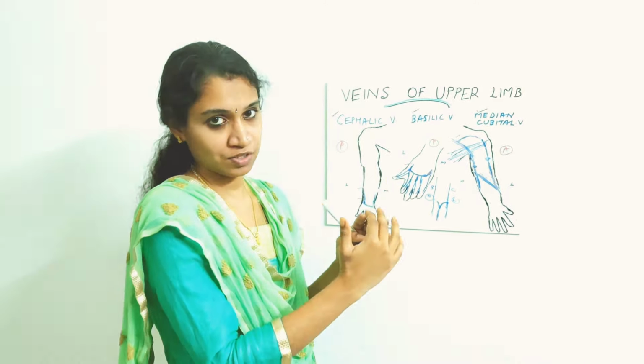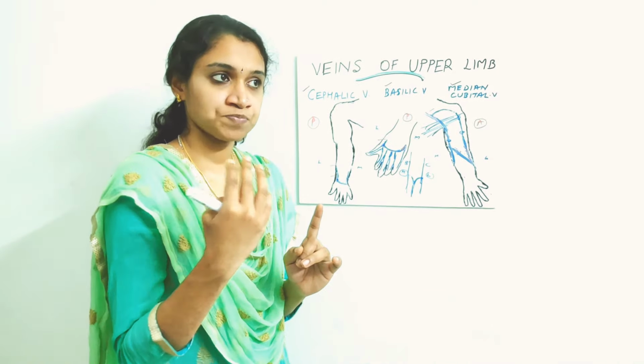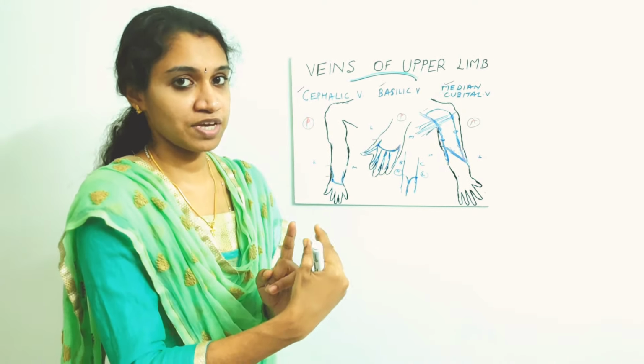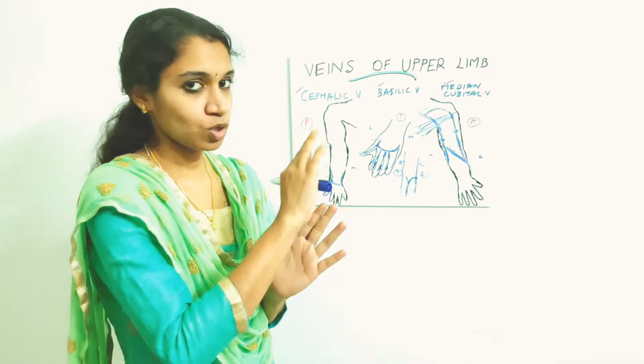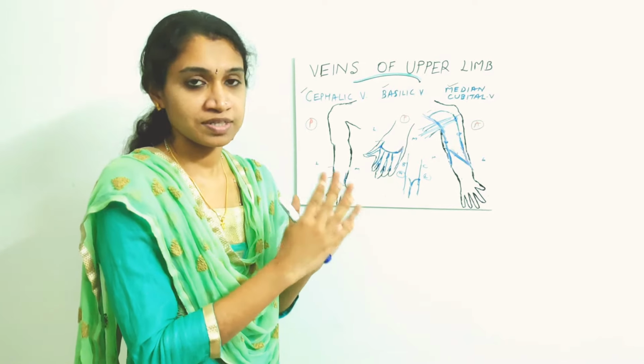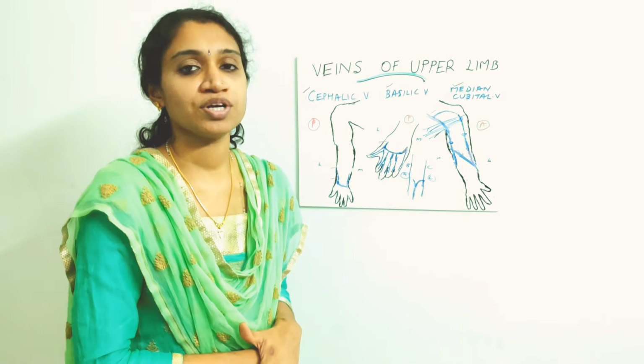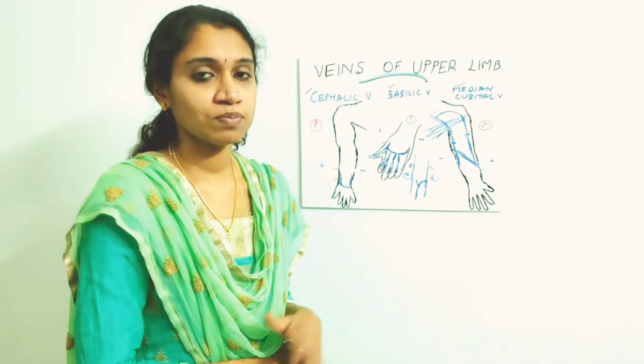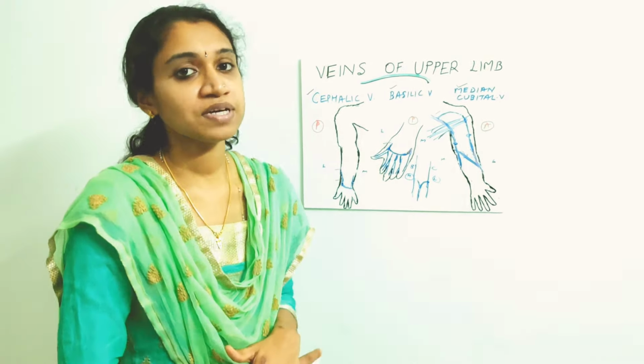So we know either the basilic vein joins with the brachial veins to form the axillary vein at the lower border of teres major, or it can continue as axillary vein at the lower border of teres major. In that case, the brachial veins will be joining the axillary vein at the lower border of subscapularis muscle.